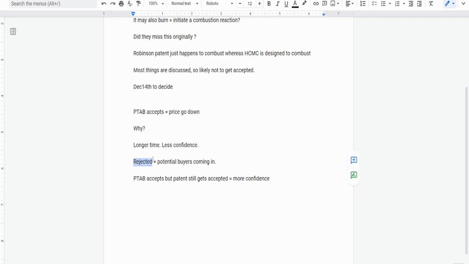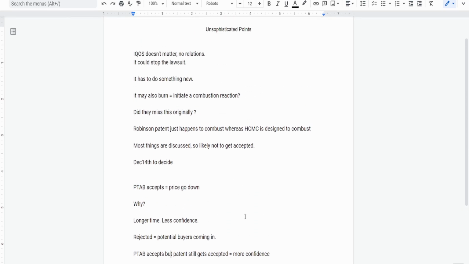And so right now the best thing for us would be that it gets rejected. However, even if it does get accepted, there's nothing to worry about as long as you're playing the long-term game. Right now, I think one of the best things to understand for HCMC is that what will help you the most is to wait a very long time.